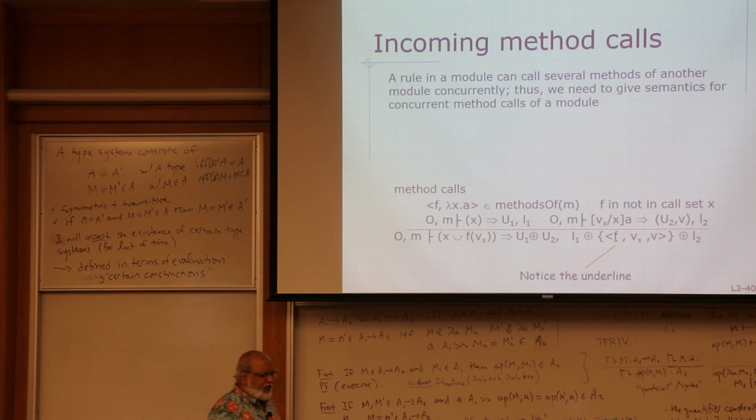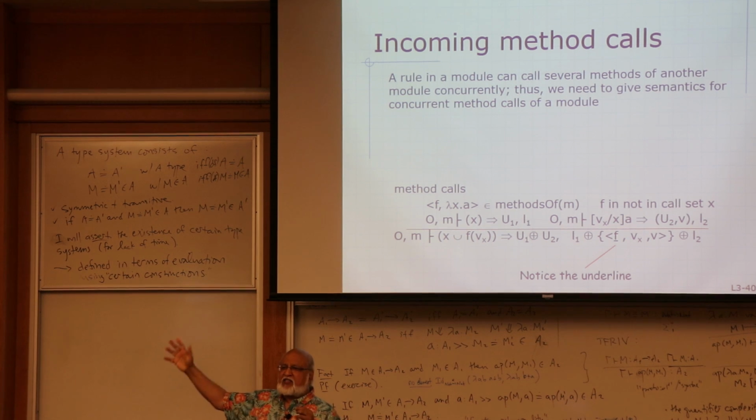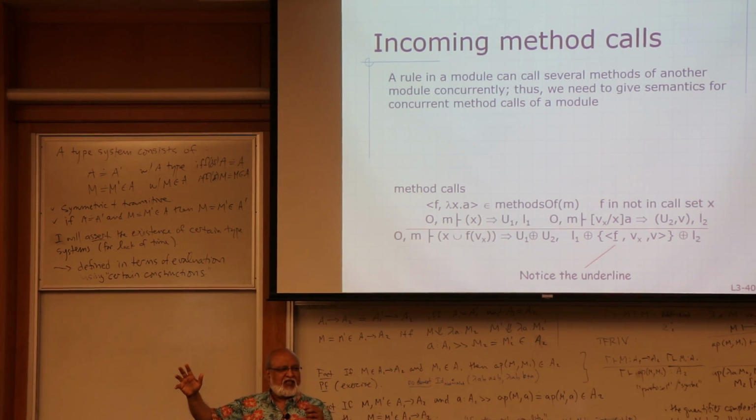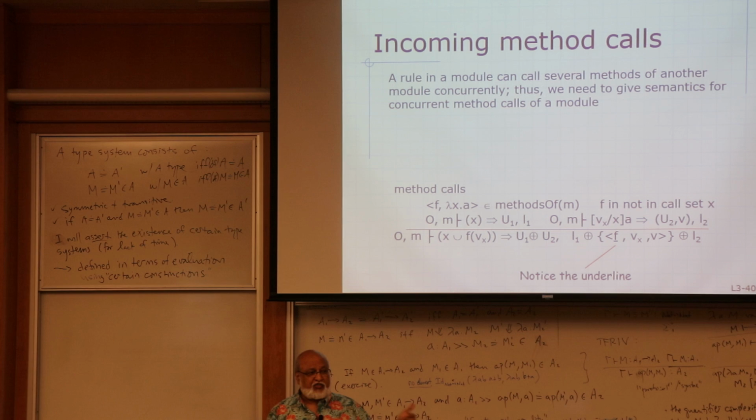Okay, so far I was looking at this module and I picked a rule and I said these are the labels it can build. But this module also has incoming method calls, right? So let's see what happens when you call one of those methods.